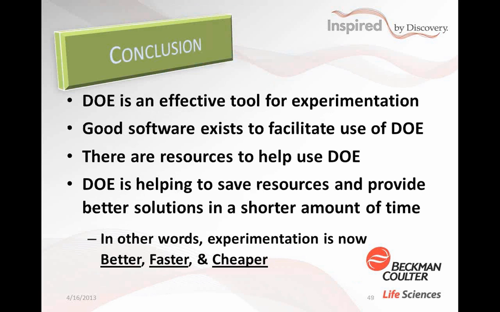In conclusion, we found that DOE is an effective tool for experimentation. There is plenty of good software out there to help facilitate its use, both with and without our liquid handlers. There are resources available to help use DOE, whether it's a statistician or a robotics company such as Beckman Coulter. And DOE is really helping to save resources and provide better solutions in a shorter amount of time. So our catch phrase is to do experimentation faster, better, and cheaper.